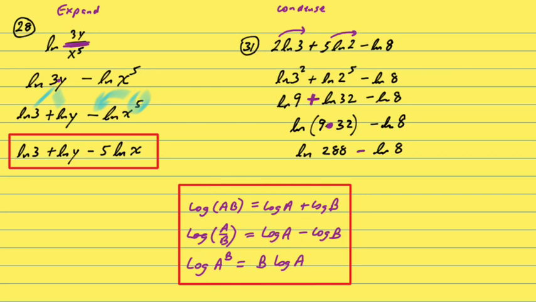Now I see a subtraction between two logs. Do you see a subtraction between two logs down here in the properties? So that could be log of the first one over the second one, right? So this could be natural log of 288 over 8. Now that simplifies. Let's see what it simplifies. I believe that just becomes natural log of 36. Okay, I'm going to keep going.